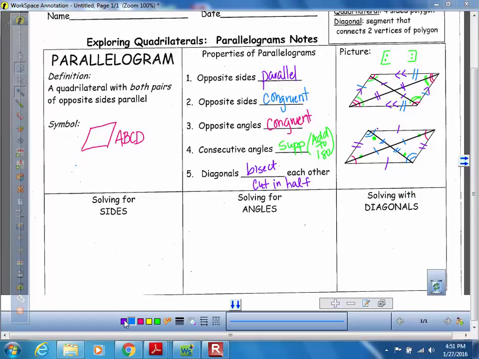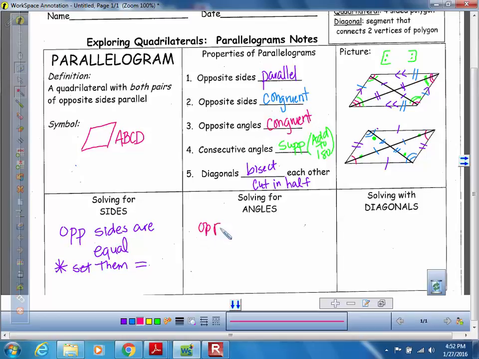So the big things that I want you to know about this is when you're solving for sides, we know that opposite sides are parallel and they're congruent. So what you want to know for sides is that opposite sides are equal, which basically means set them equal. For angles, we know that opposite angles are congruent. So if you're given two opposite angles, that means you set them equal.